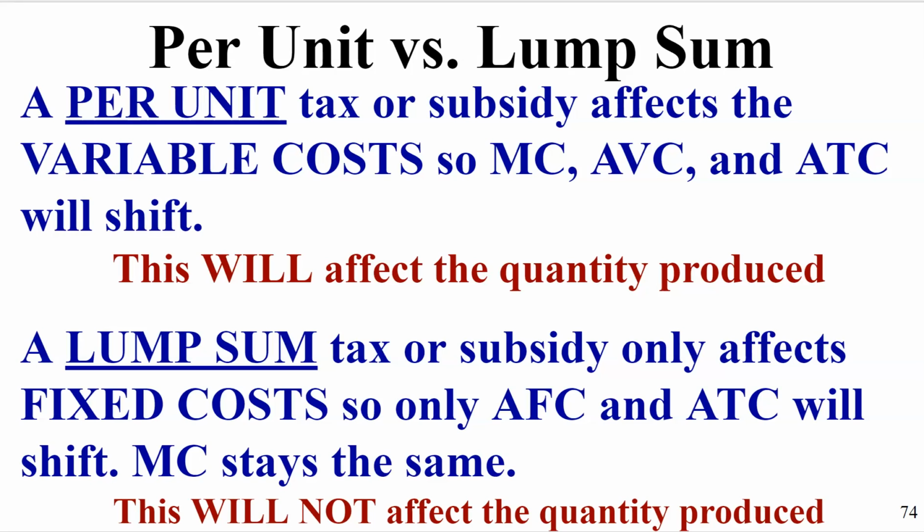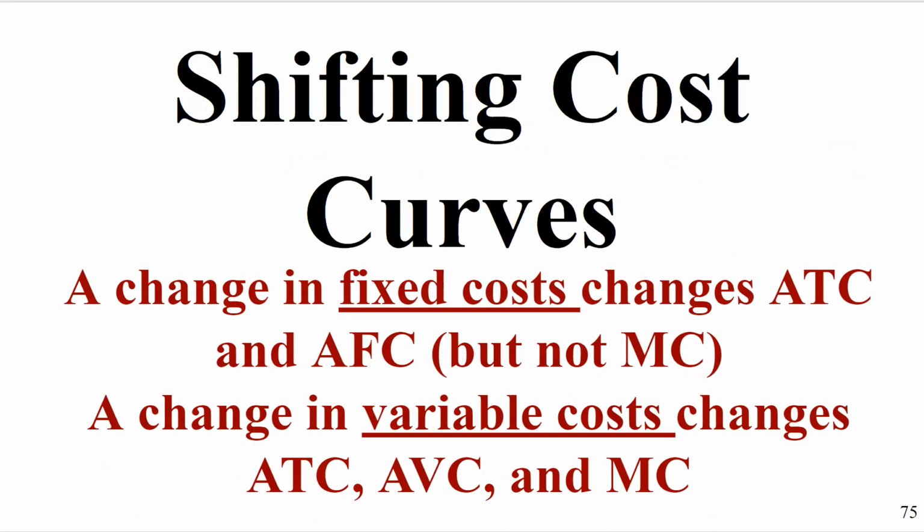And the idea there is only your average fixed cost and your average total cost would be shifting in a lump sum. A per unit tax is going to affect your variable costs. So that's going to hit MC, AVC, and ATC in terms of shifting curves. And you're going to see those play out pretty significantly there as well. Okay, so make sure you remember the difference between per unit and lump sum. Per unit is going to affect variable costs. Lump sum is going to affect fixed costs, and that's an important point in terms of differences.